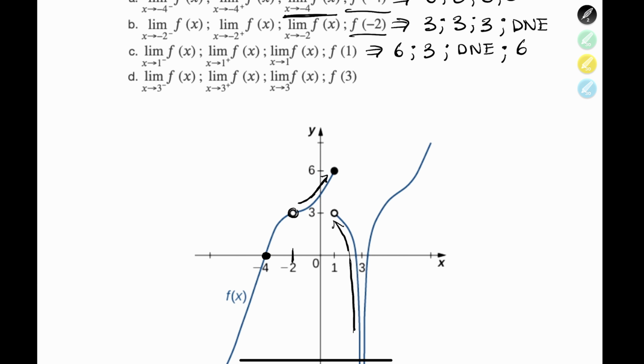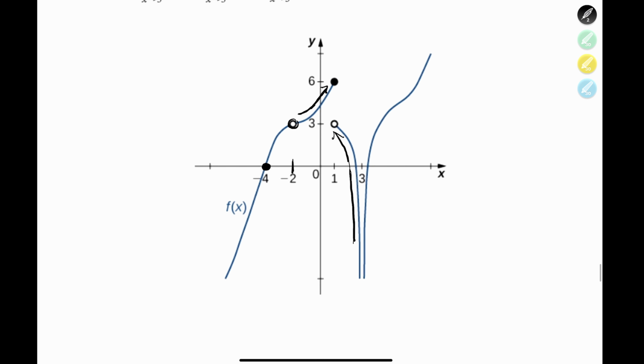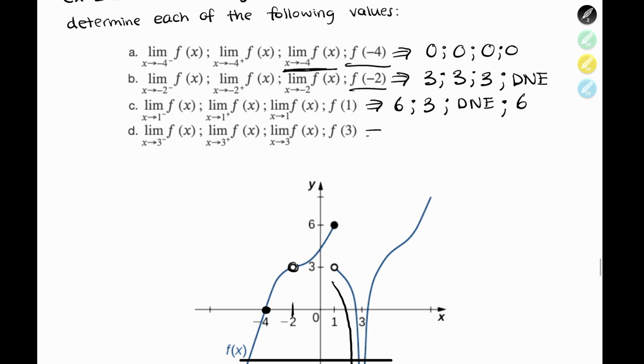Looking at part D, the first part of part D, we see the limit of f of x as x approaches 3 from the left-hand side. Again, I'm going to erase these arrows. So approaching 3 from the left-hand side, we go down to -infinity. So this is -infinity for the first part.